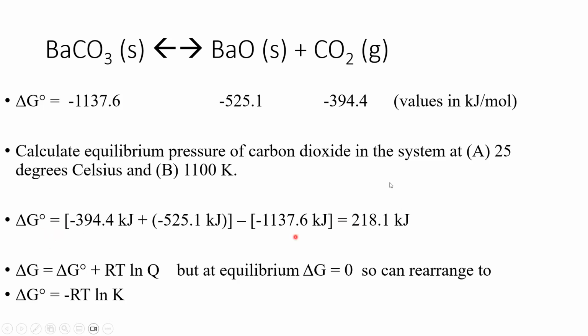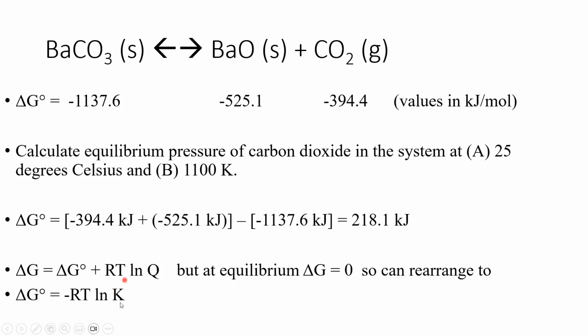But with this one, we're not interested in the delta G value. We're interested in the equilibrium pressure of carbon dioxide. So we're actually interested in solving for this piece. But with this equation, if we're at equilibrium, the delta G on the left is just going to be equal to 0. So we can rearrange this, just essentially subtract RT ln Q from both sides.